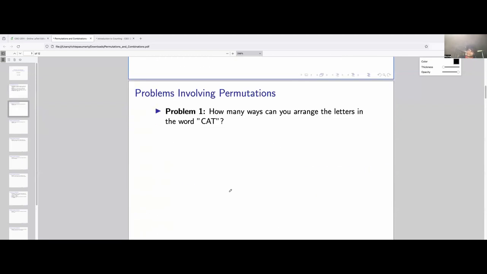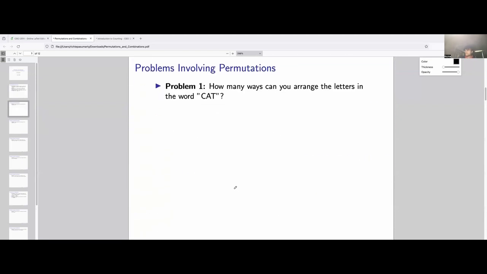All right, so let's go over a few examples. This one should be familiar. How many ways can we arrange the letters in the word cat? I have 3 letters, so there are 3 possibilities for the first letter, 2 possibilities for the second letter, and 1 possibility for the third letter. So this is just 3 factorial. You don't have to write that, but I just wrote it. When you multiply them out, you get 6.